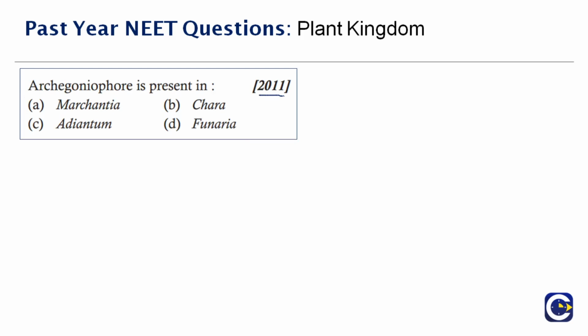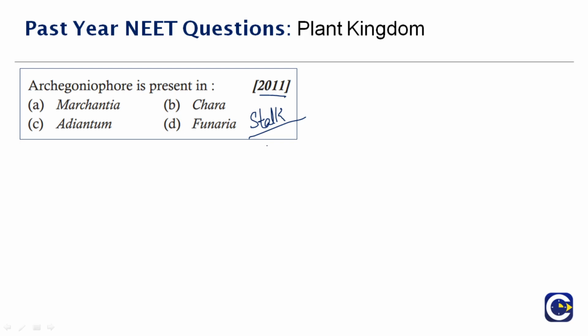See, look at this question, it was asked in the year 2011. Archegoniophore is present in. So in the previous figure we saw what an archegoniophore is. To explain about it, archegoniophore is also called a stalk. Okay, it is the outgrowth of the prothallus, upon which the archegonia are born.